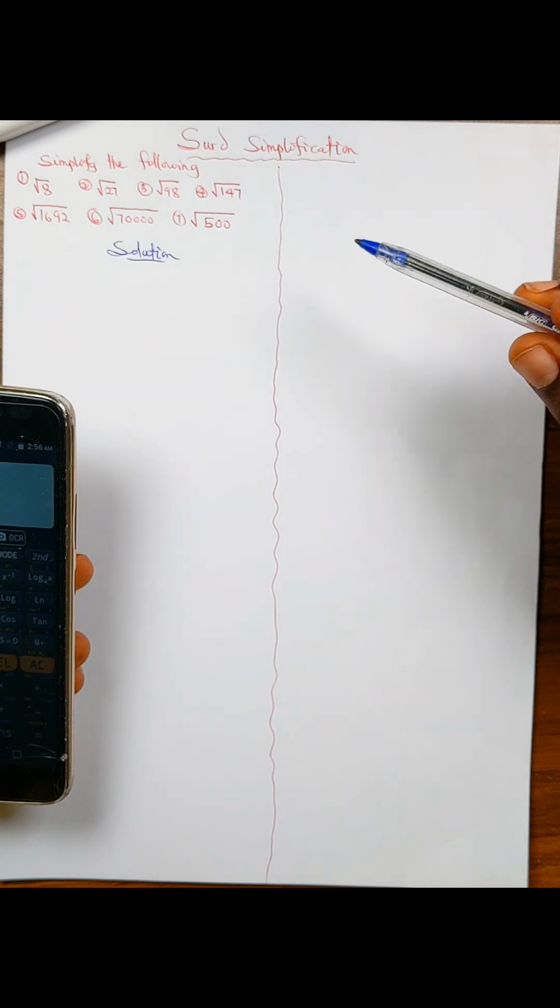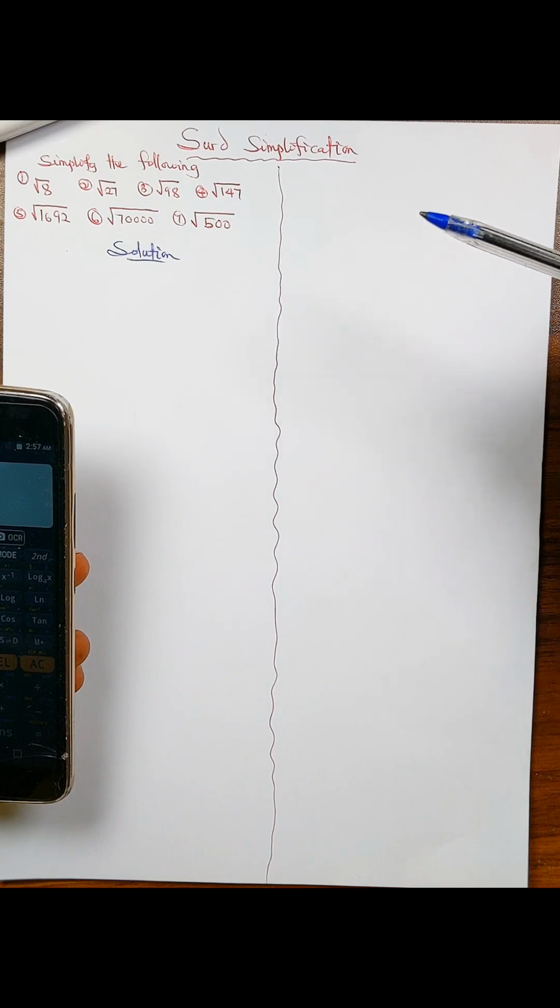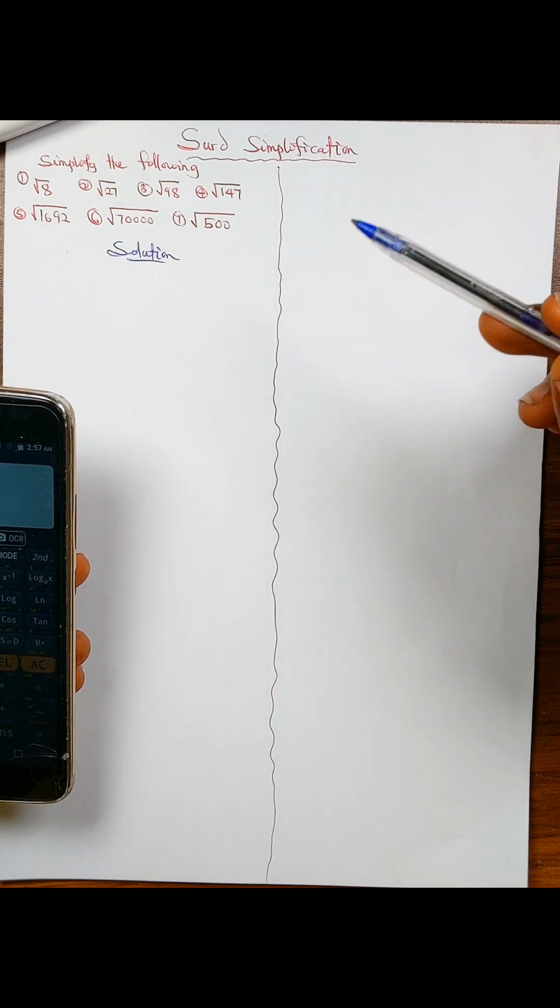So when we talk about perfect squares, we basically mean the squares of the natural numbers. So 1 squared is 1, so 1 is a perfect square. 2 squared gives you 4, 4 is a perfect square, 3 squared gives you 9, 9 is a perfect square, on and on and on.